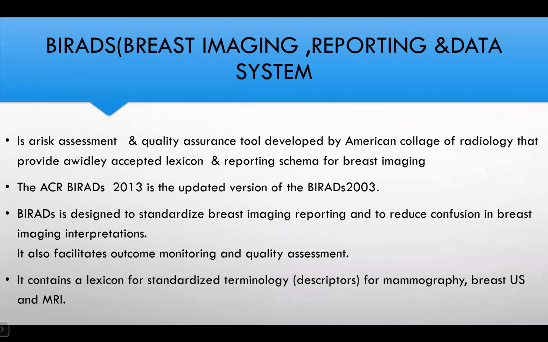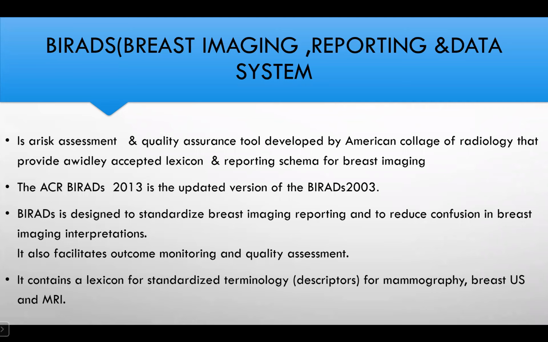The RADS is a risk assessment and quality assurance tool developed by the American College of Radiology that provides a widely accepted lexicon and reporting schema for breast imaging. The ACR RADS 2013 is an updated version of RADS 2003. RADS is designed to standardize breast imaging reporting to reduce confusion in breast imaging interpretation. It also facilitates outcome monitoring and quality assessment.